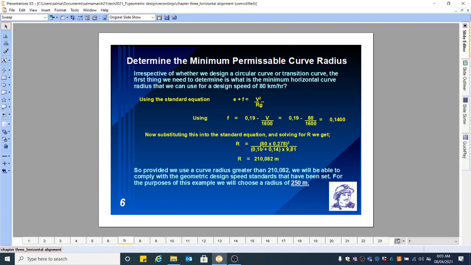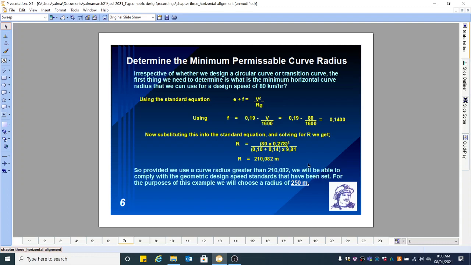Notice over here for V in this formula, you should be quite familiar with this, that we don't look at it as 80 kilometers per hour. We convert it to meters per second by multiplying it by 0.278, which is the standard. So 80 times 0.278, squared, your V squared, divided by your e, your super elevation, we're looking at it as being 10%, which is a standard maximum, plus 0.14, which we just calculated above, times 9.81, giving you a radius of 210.082 meters.